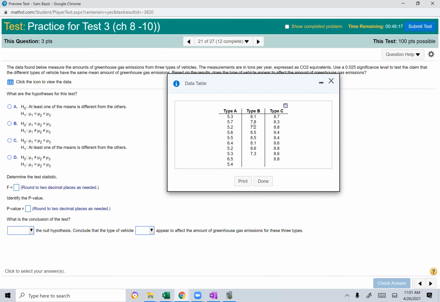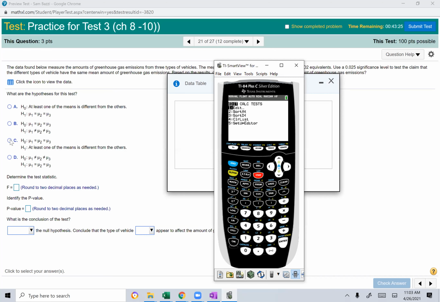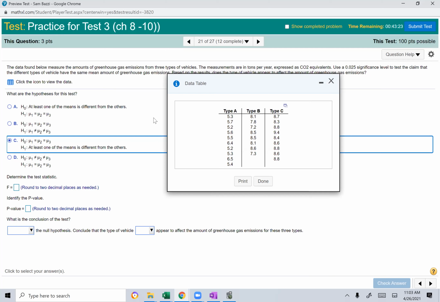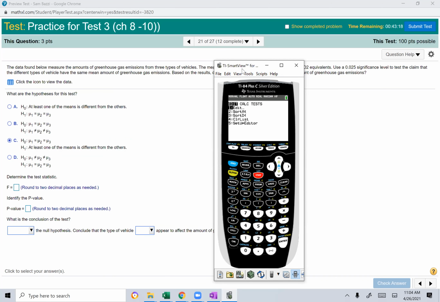Okay, guys, you can do this on the calculator. Let me just do it on the calculator this time. So I'll pause the recording until. Okay, so you go to stat. So let's select the null and the alternative hypotheses. It will be, as we said, mu1 equals mu2 equals mu3. At least one of the means is different from the others. And it says test the claim that the different types of vehicles have the same mean amount. So the claim is in H0.